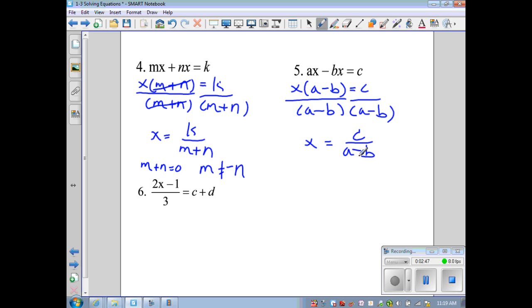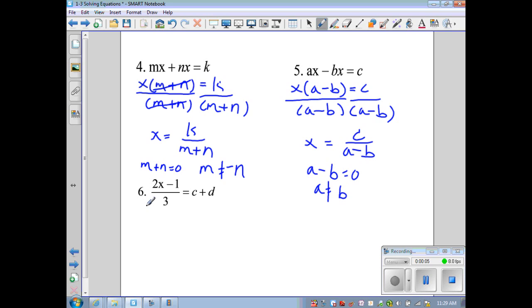Again, I have to check my restrictions. On number 5, there are no variables in the denominator on the original problem, but there are on the bottom. Again, a itself can be 0 as long as b is not 0, and b itself can be 0 as long as a is not 0. But what makes that whole group 0 is if I set it equal to 0 and then solve. So if a equals b, or I add b to both sides, if a equals b, then my whole denominator becomes 0, and my problem becomes undefined. So therefore, I want to say a cannot equal b by a restriction.